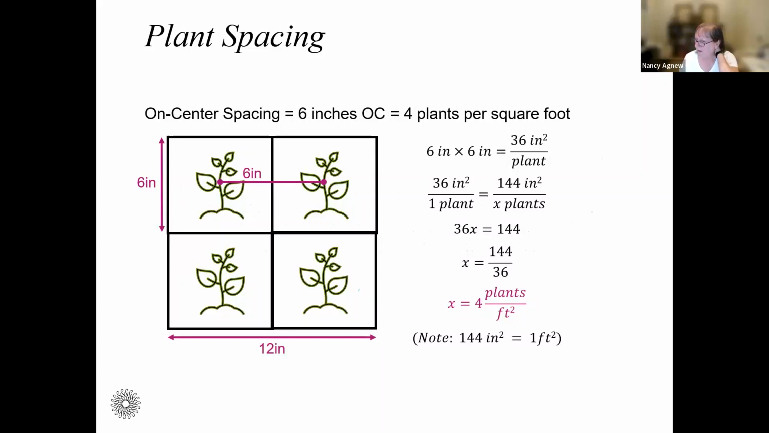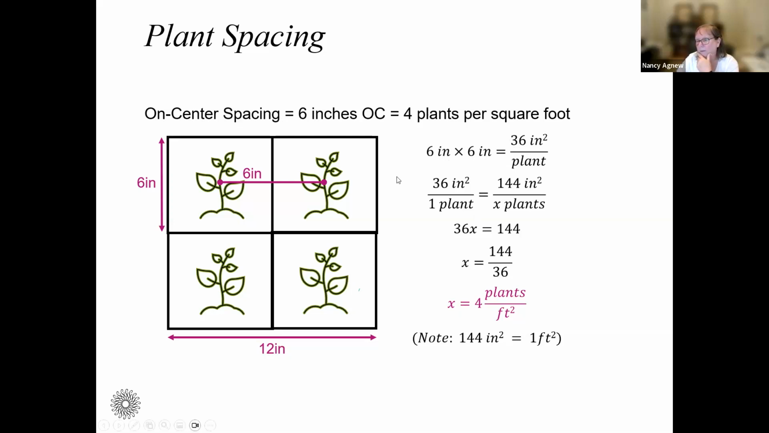So here's an easy example. This is a situation we've just described. We've been asked to plant these plants 6 inches on center. So here's a diagram of that. They're planted 6 inches apart. Each plant occupies 6 inches by 6 inches. So each plant occupying 6 times 6 inches or 36 square inches for every plant. So every plant takes up 36 square inches.